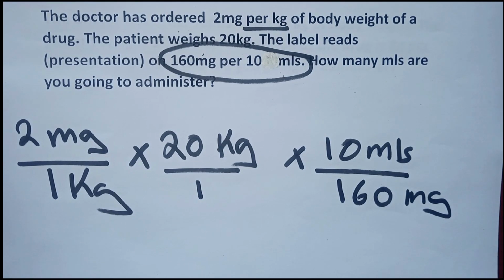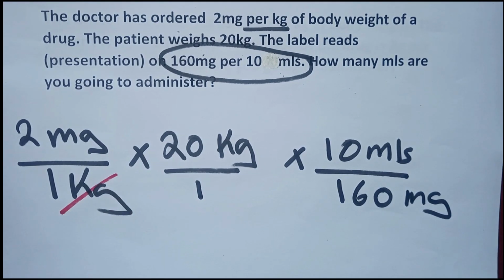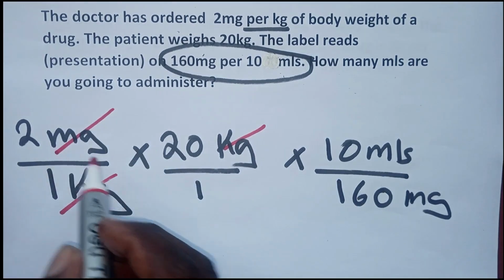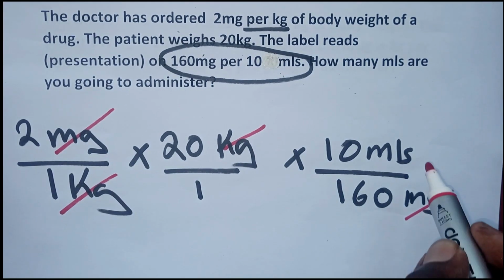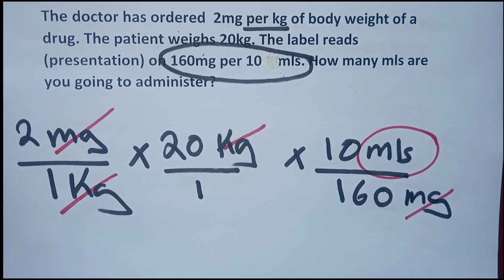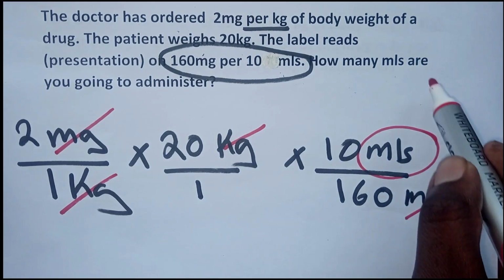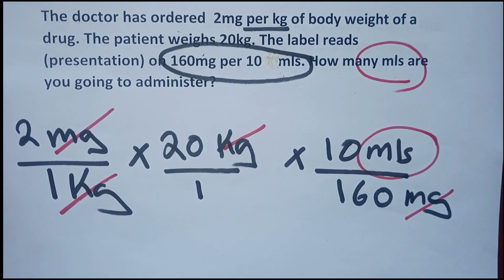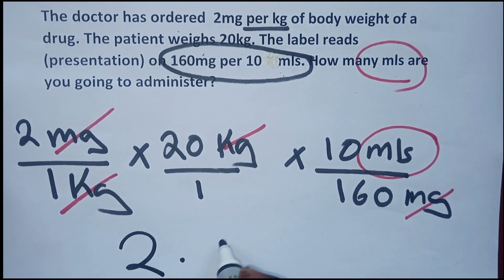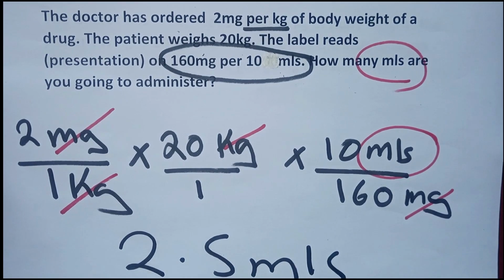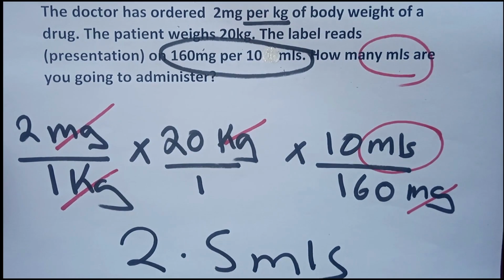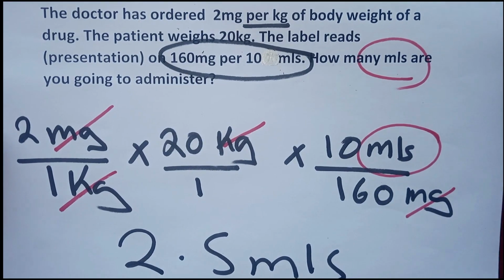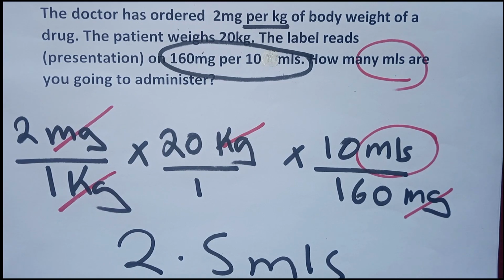So we are going to cancel out the units we don't want. kg goes and kg goes. Milligrams and milligrams go. And we are looking only for mils, because the question is asking for how many mils. So from here, if you work out your mathematics, you are going to remain with 2.5 mils. And this is what you are going to administer to the patient: 2.5 mils.